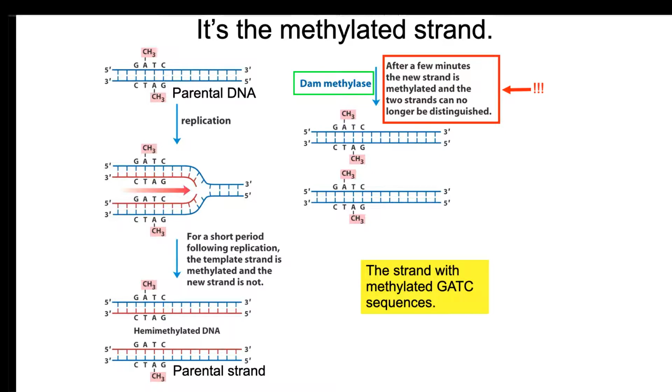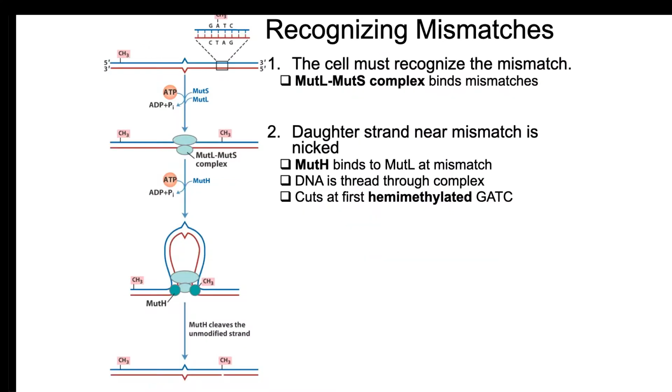Now that doesn't last forever. Eventually that DAM methylase kicks in and methylates even the newly replicated strand. So there are a few minutes in which the cell can recognize which is the parental strand and which is the newly replicated strand, that they are labeled. So it's in this period of time that any mismatches that have occurred within the DNA need to be fixed now. How does that work?